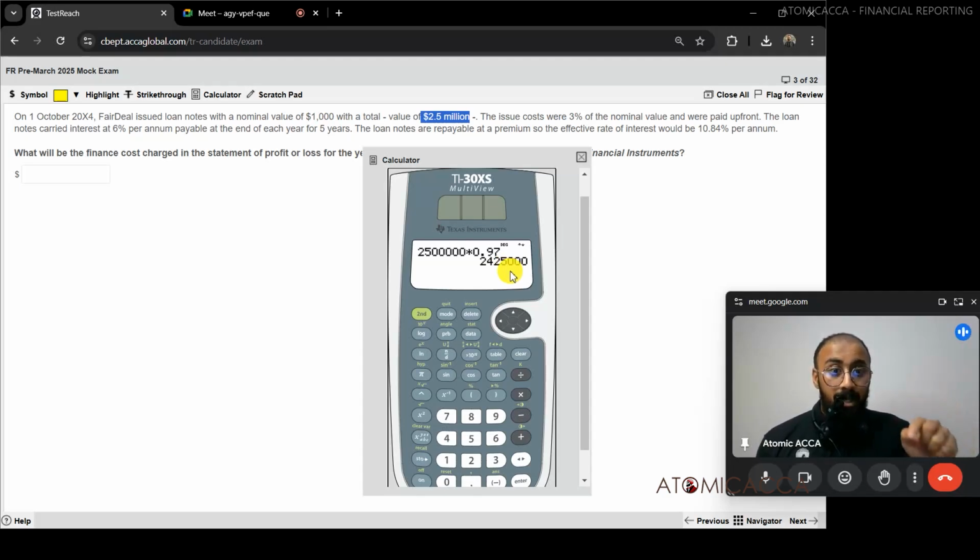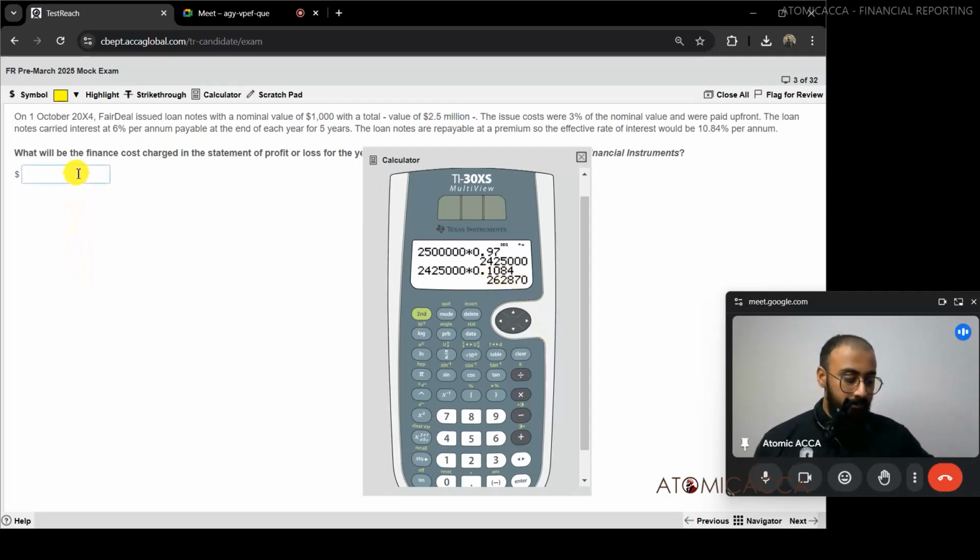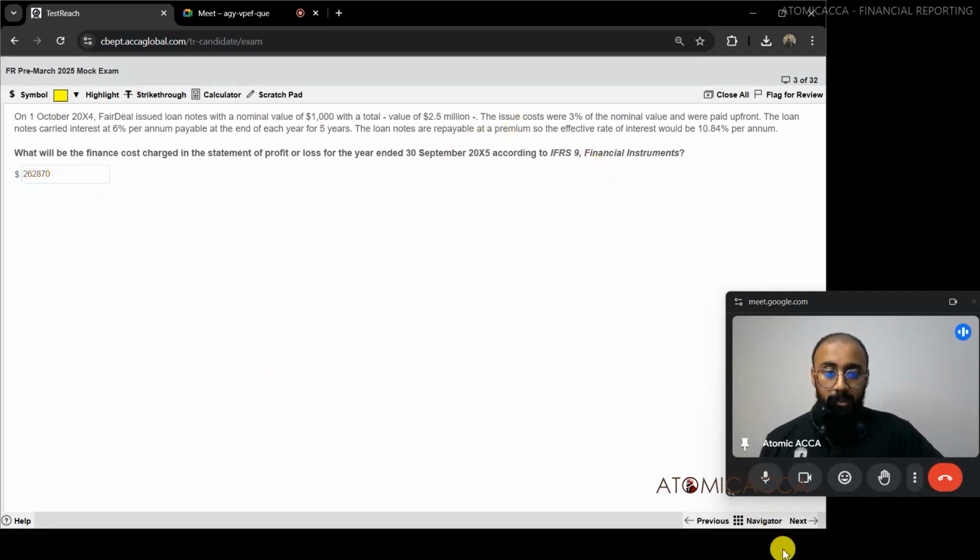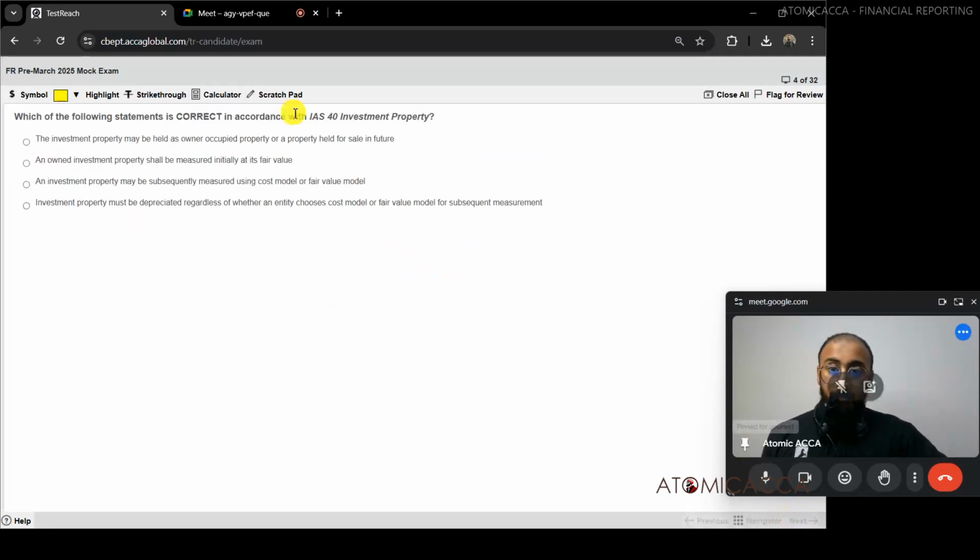On this amount, I need to calculate the effective interest rate to get the finance cost. So 2,425,000 multiplied by 0.1084. That's 10.84 percentage. That is equal to 262870. So we'll write the full amount, 262870. So that is the end to this particular question. Let's move to next one.